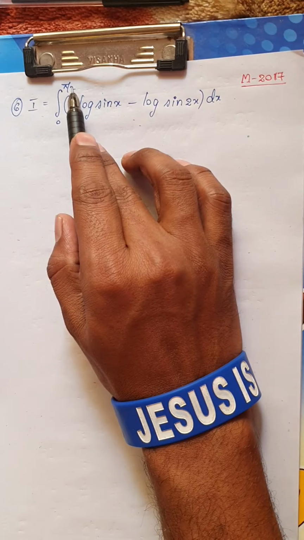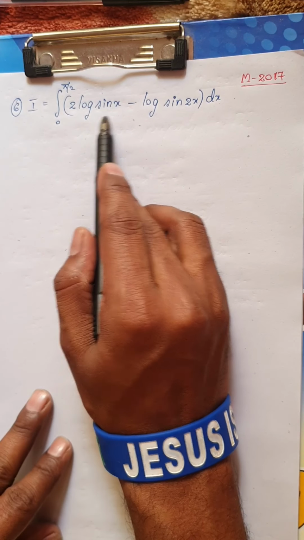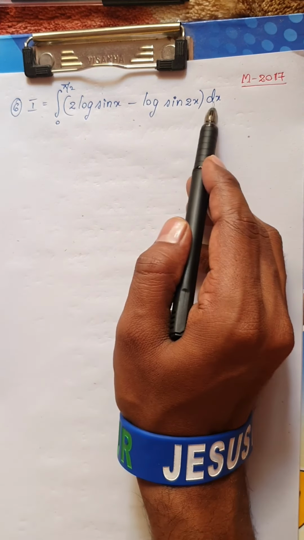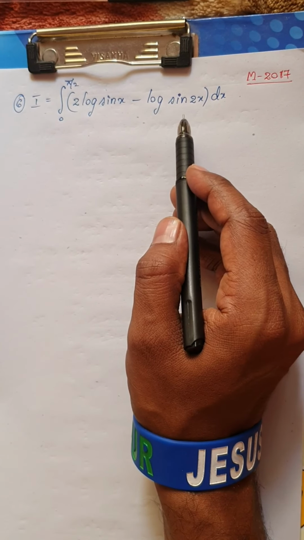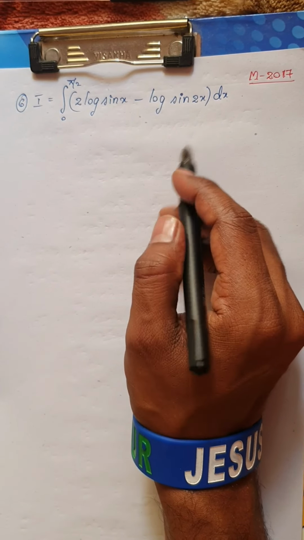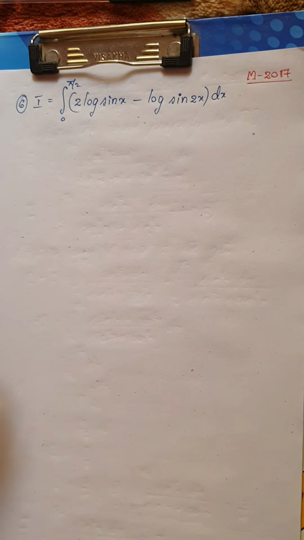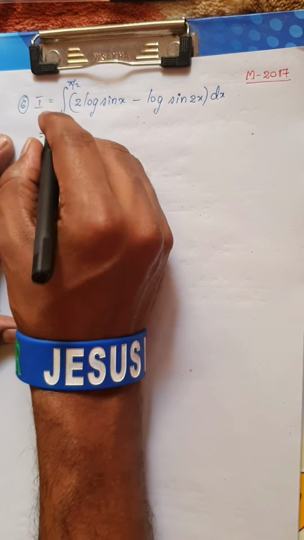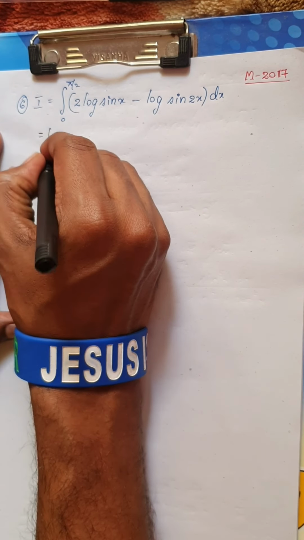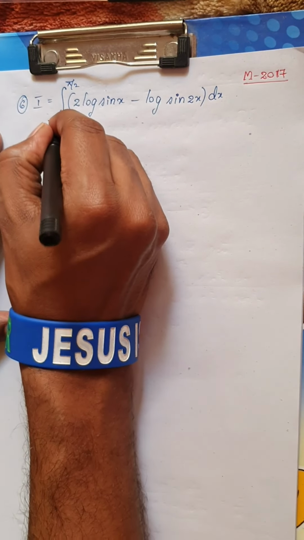Okay, dear students, the next question which has been asked related to this property is integral from 0 to pi by 2, 2 log of sin x minus log of sin 2x dx. This is a very special question, because we are going to use a different method to find the solution for this. Okay. So look here, we have to use a lot of steps here. So let me write 0 to pi by 2.